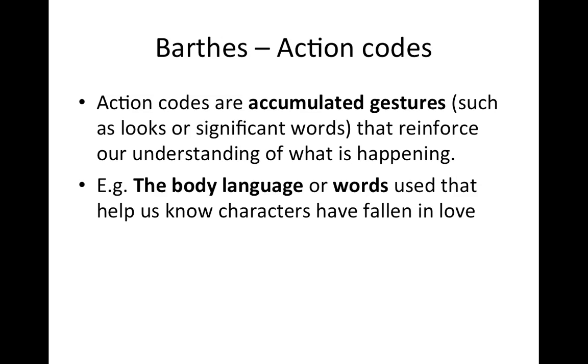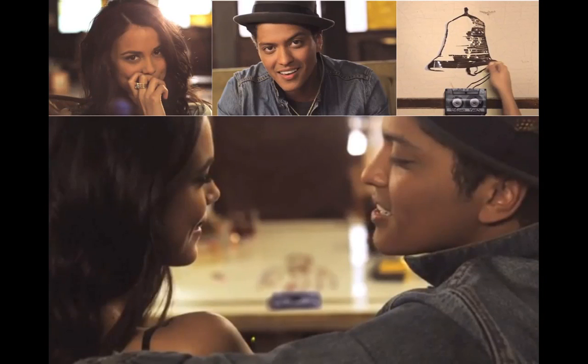So this might be the body language or words used that help us know that characters have fallen in love, for example. These are images from Bruno Mars's music video for Just the Way You Are. Here you can clearly see from the body language and looks that they give each other that they're in love and that he's singing about her. And at one point they even use another symbol such as the bell to signify marriage.